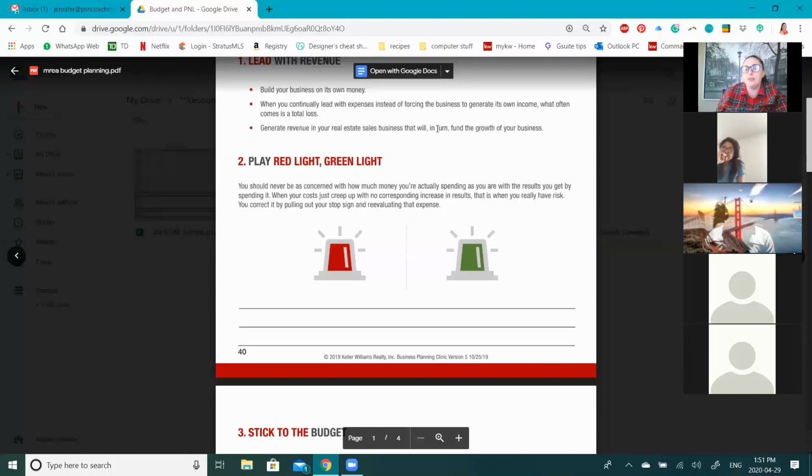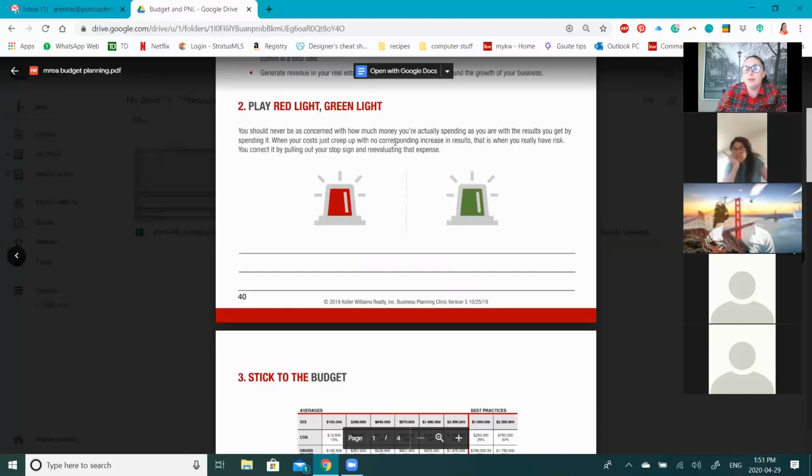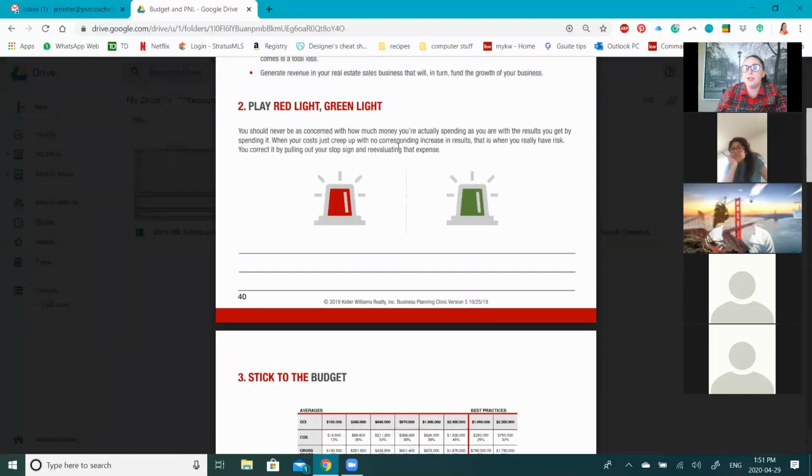Generate revenue in your real estate business. That will in turn fund the growth of your business, right? Spend your money properly, generate the cash flow, reinvest the cash flow into the business. Let your business pay for itself. Your business shouldn't cost you money. Red light, green light, we already talked about this. Never be as concerned with how much you're spending as with the results you get from it. So when your costs creep up with no corresponding increase in results, then you have to stop and go, this isn't working. I'm going to play red light right now.